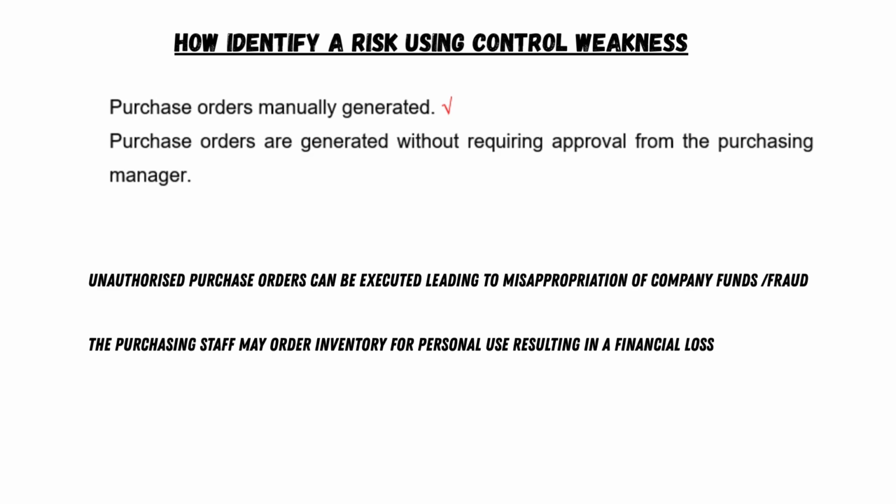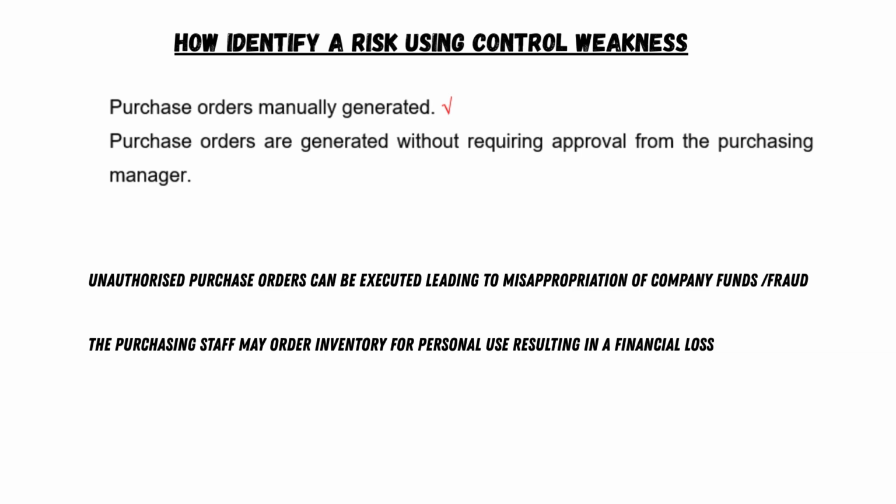If we go further, we also notice as a weakness that purchase orders are manually generated without needing an approval. We don't need an approval. So the risk is that, as a result of purchase orders being manually generated without needing approval, unauthorized purchase orders can be executed, leading to misappropriation of company funds or fraud. We can end up placing orders with suppliers that were unauthorized, and that will lead to a misappropriation of our funds as an organization or fraud.